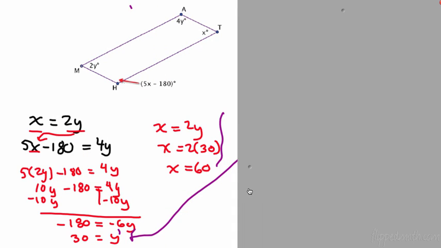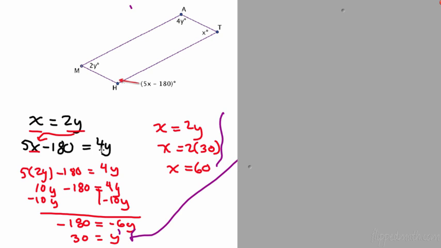Hey, welcome back. I'm going to show you 2 ways to do this problem. Both of them equally sound. One way is better, though, only because it's easier. Here we go. Opposite angles are congruent, so you can set their measures equal to each other. You have x equals 2y. There's our first equation. 4y equals 5x minus 180.